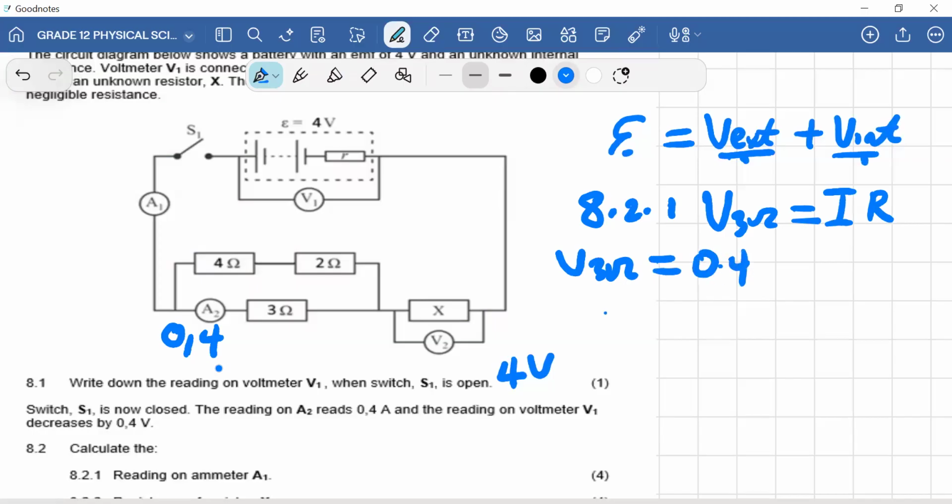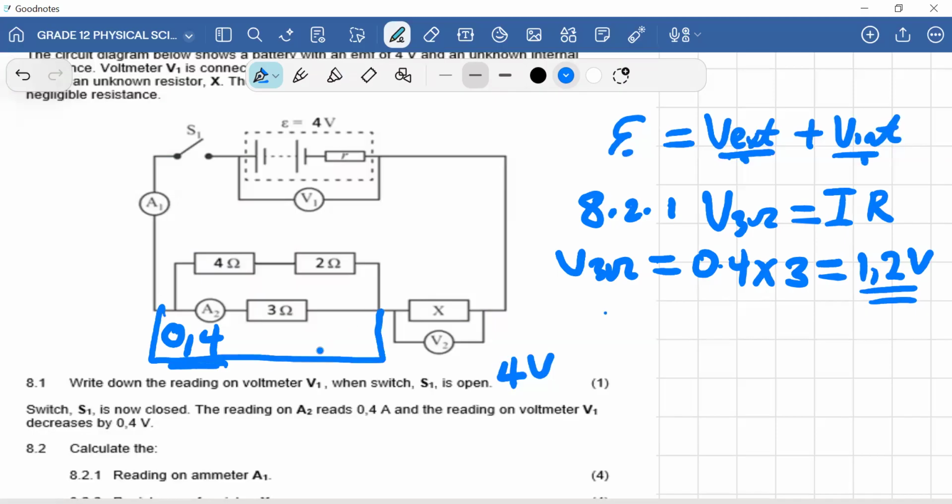That is the current across that resistor here, times that resistor, which is 3. When I multiply these two, I get 1.2. So this is the voltage across this resistor here, and it is the same voltage across these two resistors. Therefore, I can say the voltage across the 4 ohm plus 2 ohm, which is the 6 ohm resistor, will be equal to, now, the current.